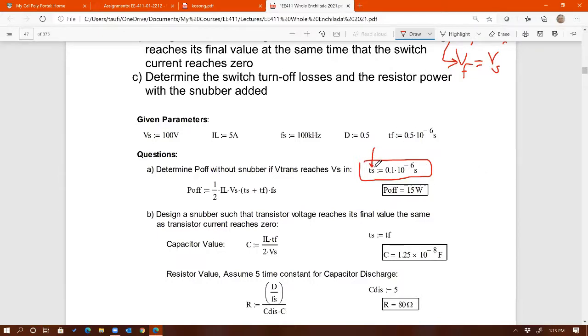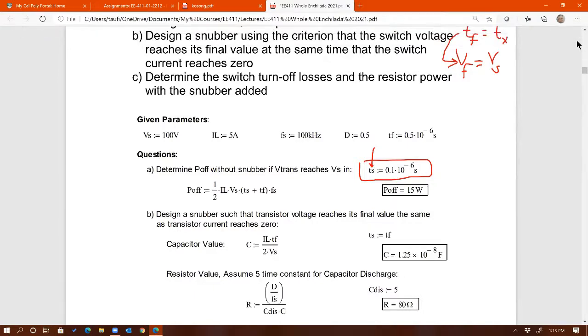Tf is good. Now that's Tx, which I call Ts here. I'm going to fix that to Tx. That's what I've been calling it, right? Is it Tx or Ts? I don't remember now. Didn't I call it Tx?